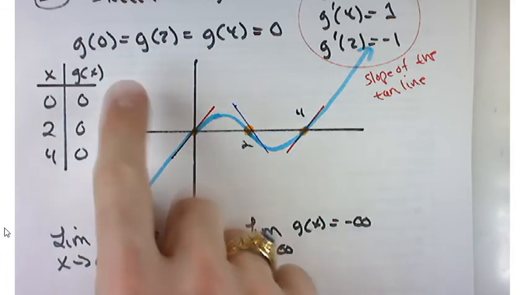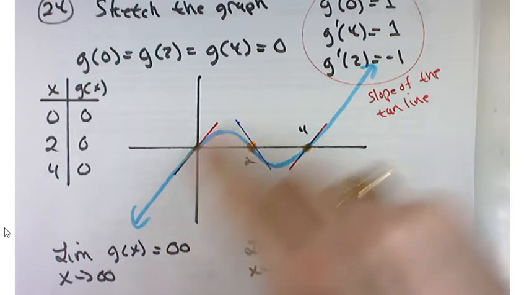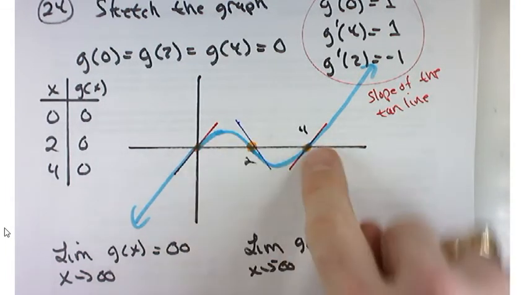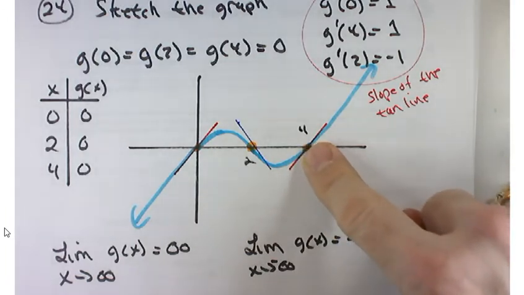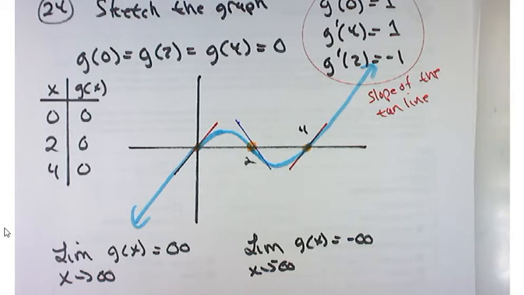The function passes through these 3 points, my x-intercepts. It's increasing here with roughly a slope of 1, then roughly a slope of -1, then slope of 1, and it has the proper limits towards infinity and negative infinity. So I think that kind of covers everything that you're looking for. Now, could you draw something a little bit different?